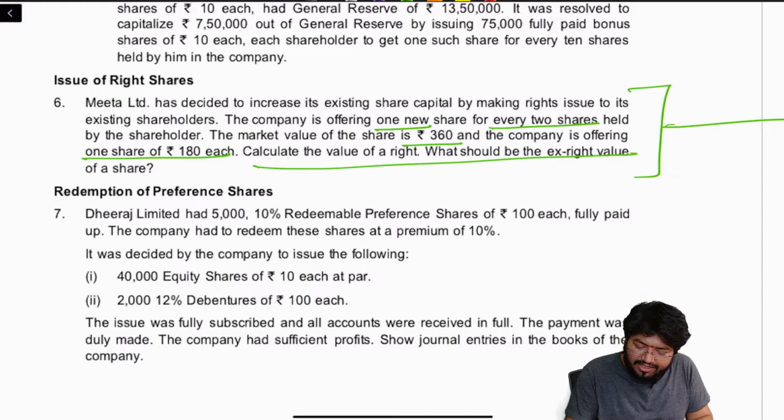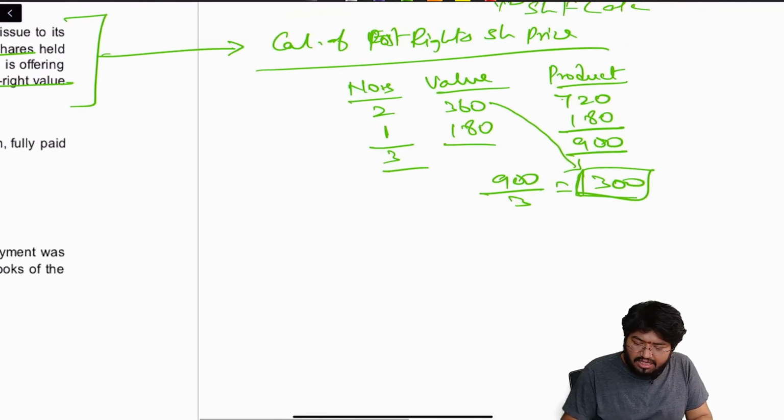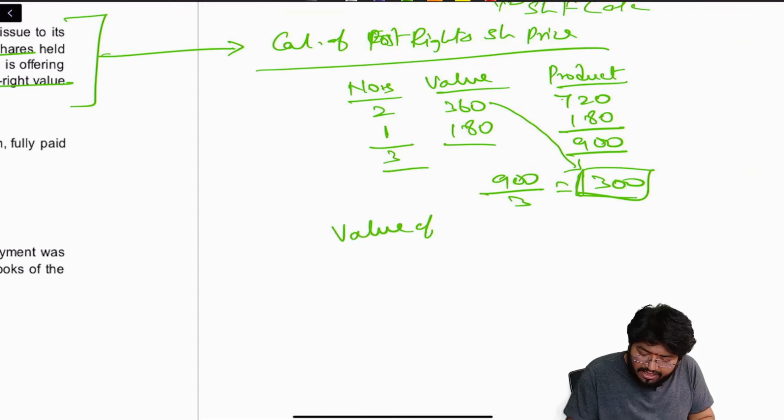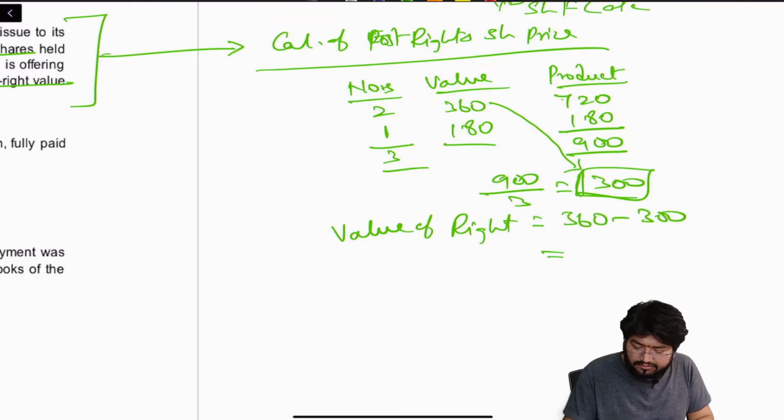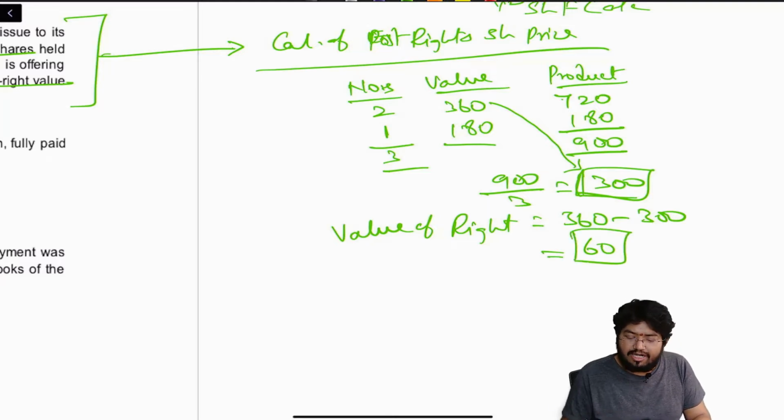Calculate the value of right. What should be the ex-right value of share is also what he is asking. Now, value of right is basically 360 minus 300. Yeah, 60 rupees is the value of right. How did I get it? See, what people generally think is the difference between 360 and 180 is the value of right. No, wrong. You should look from the market capitalization perspective.